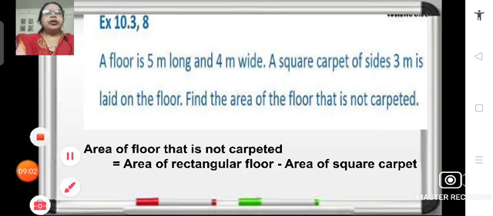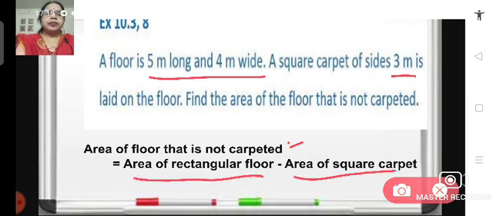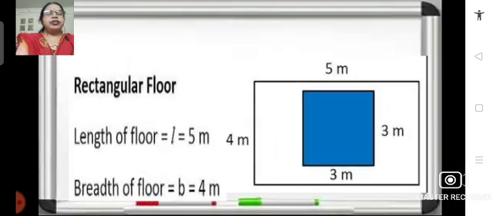So, we have a rectangular room, a rectangular floor of these dimensions, that is 5 meter long and 4 meter wide, and we have a square carpet whose side is 3 meters. And it is laid on the floor. We have to find out the area that is not carpeted. How do we do that? First, we will find the area of the floor or the room and the area of the square carpet. Alright, and the area of floor that is not carpeted is equal to area of rectangular floor minus area of square carpet. So, let's see how we solve this.